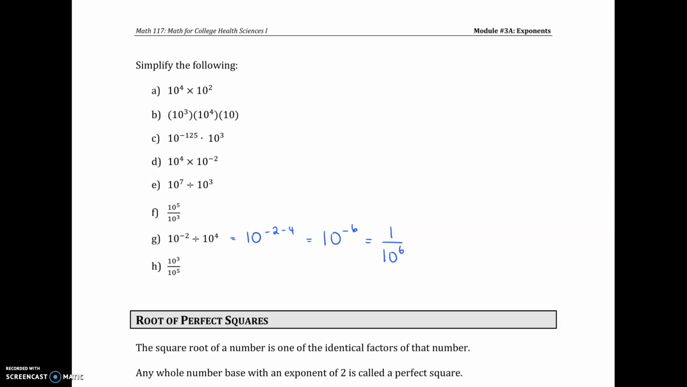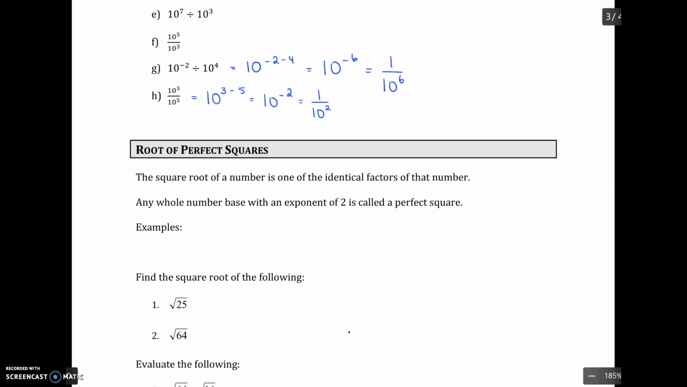Okay, let's try one more. We'll do H. A little bit similar to G, but there's just no negative here. So same concept, 10 to the 3 minus 5. That gets us to 10 to the negative 2. 3 minus 5 is negative 2. And I'll do that same thing where I will express my answer with positive exponents. Let's go ahead and do A through F and then check in on your answers.